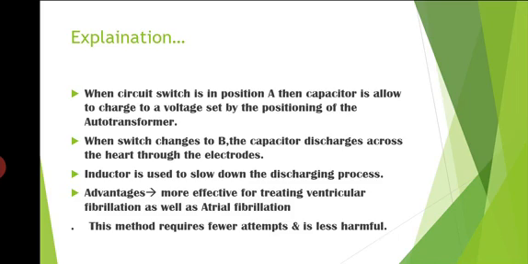Advantages of the DC defibrillator: it is more effective for treating ventricular fibrillation as well as atrial fibrillation. This method requires few attempts and it is less harmful.